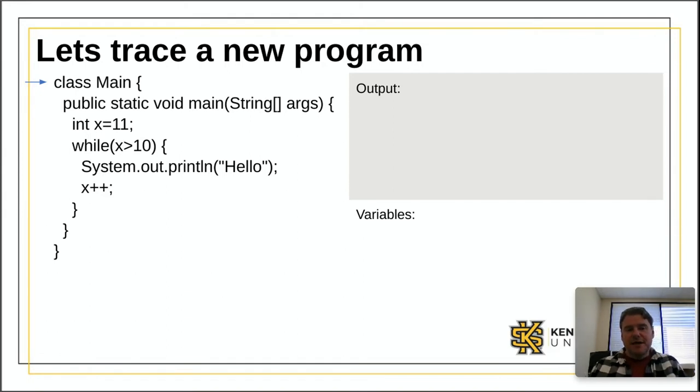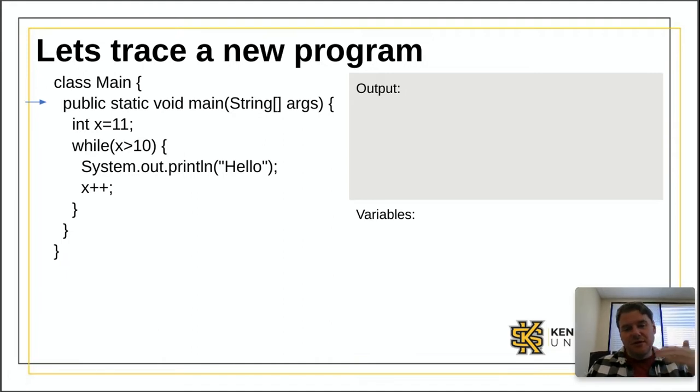It's a little program: class Main, public static void main, and then we have an integer x, which is set to 11, and we have a loop, which seems to say while x is greater than 10. We're going to step through this one by one and do the same thing that we did before, where we have our output window and our variable area so that we can see what's going on with all of this. Without further ado, we're going to hit next.